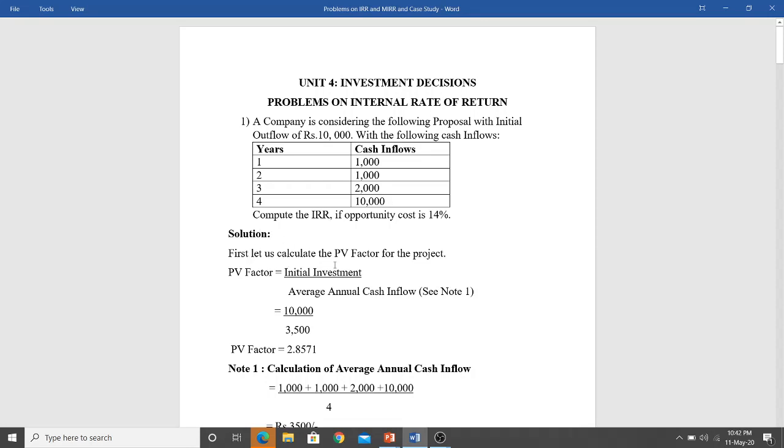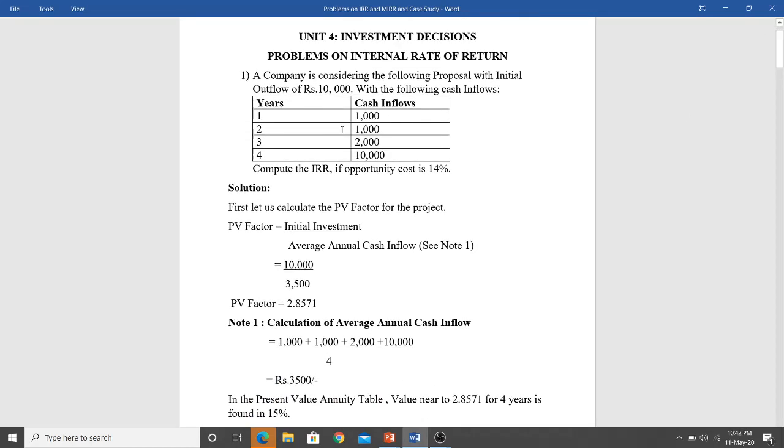First, let us calculate the PV factor for the project. So how do you calculate the PV factor? We have seen: initial investment, or you can also call this the cash outflow, divided by average annual cash inflow.